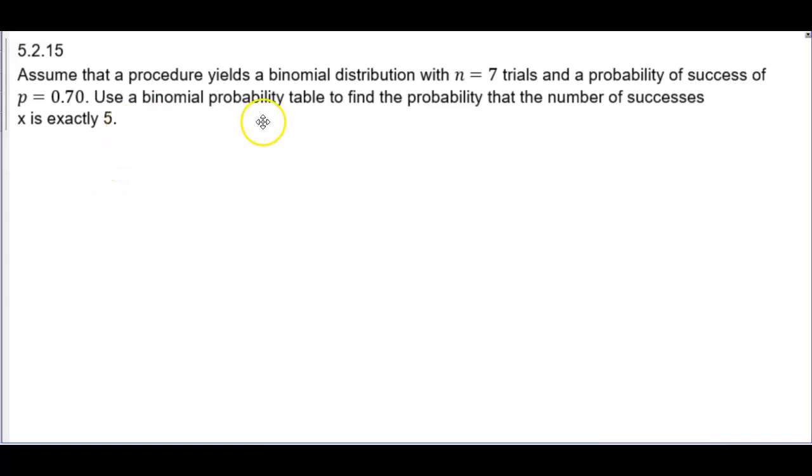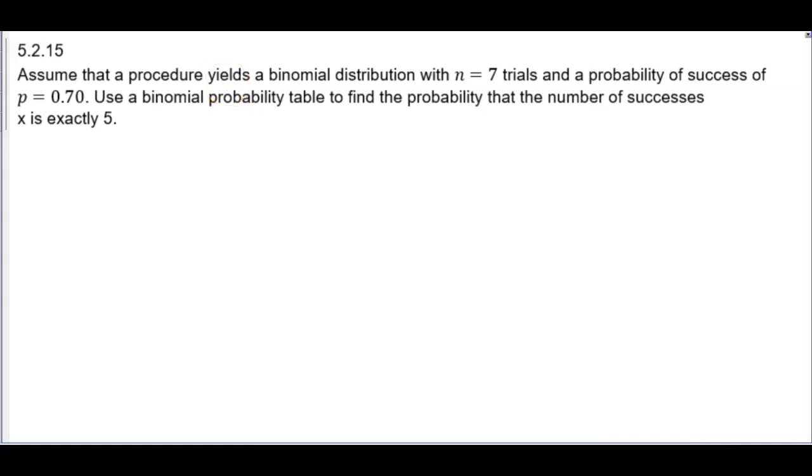Assume that a procedure yields a binomial distribution with n equal to 7 trials and a probability of success of p equal to 0.70. Use a binomial probability table, or StatCrunch, to find the probability that the number of successes x is exactly 5. So we're going to first do it with StatCrunch, and then I'm going to show you how you would do it with the table.